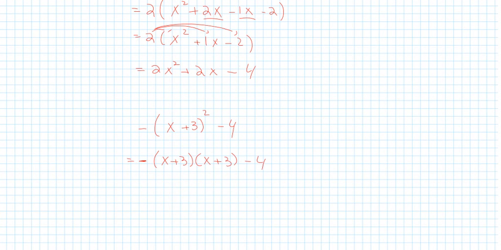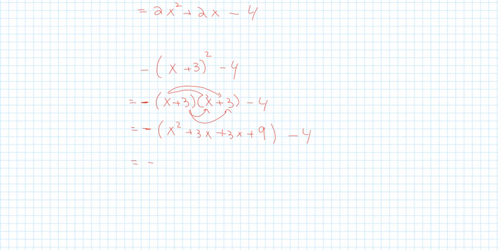FOIL method. So I leave the negative outside, multiply x by x gives me x squared. Plus 3x, plus 3x, plus 9. Perfect. I leave the negative 4 outside. I do not bring it in. What would be your next step, guys? I can collect like terms. That's going to be plus 6x.